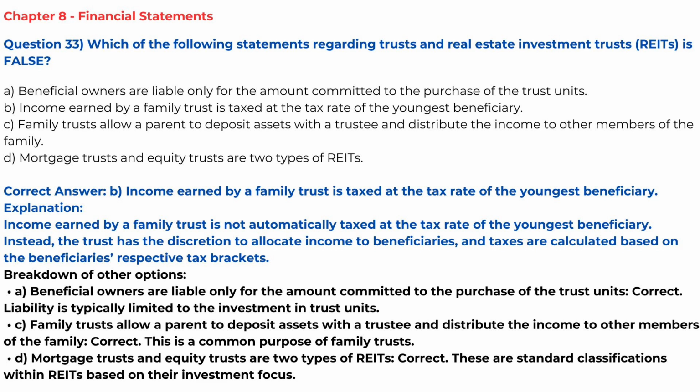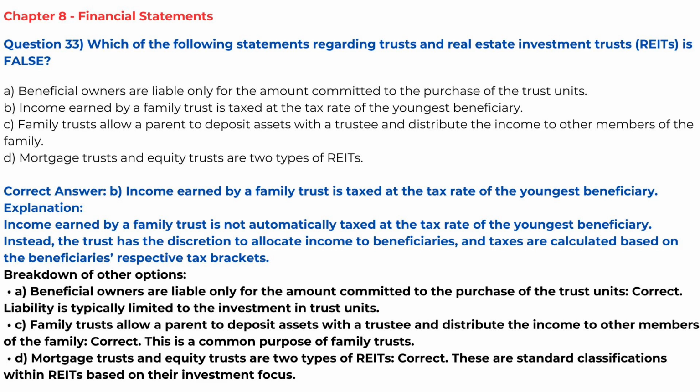Question 33. Which of the following statements regarding trusts and real estate investment trusts, REITs, is false? Correct answer, B. Income earned by a family trust is taxed at the tax rate of the youngest beneficiary. Explanation. Income earned by a family trust is not automatically taxed at the tax rate of the youngest beneficiary. Instead, the trust has the discretion to allocate income to beneficiaries, and taxes are calculated based on the beneficiaries' respective tax brackets. Breakdown of other options.